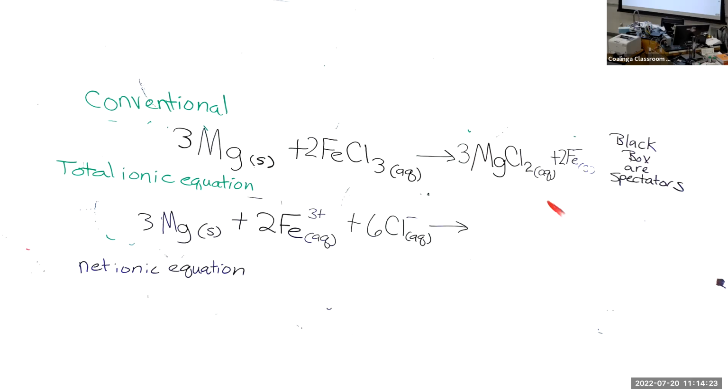Now it's an ion, right? So let's go with the charge on it. Yes, sure, there's 3 of them. What's the charge on magnesium? 2. How many chlorides do I have? 2. Oh, 6 chlorides.